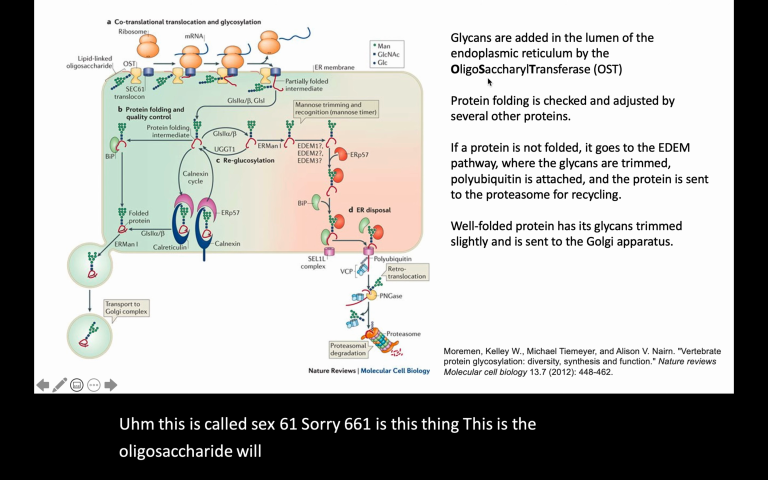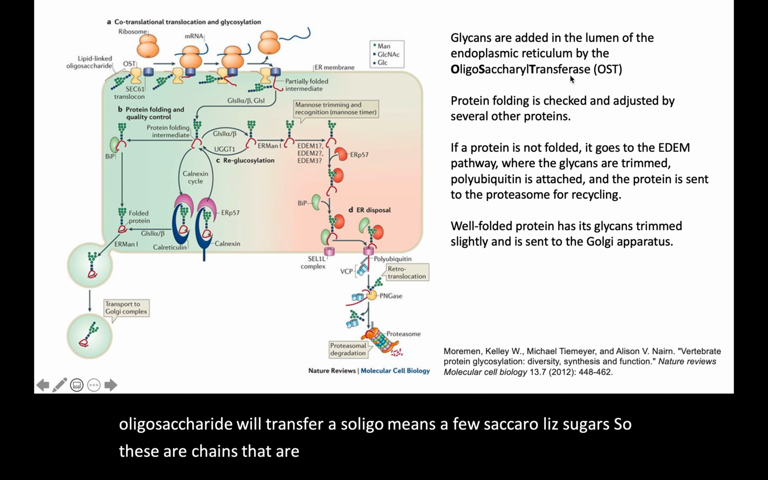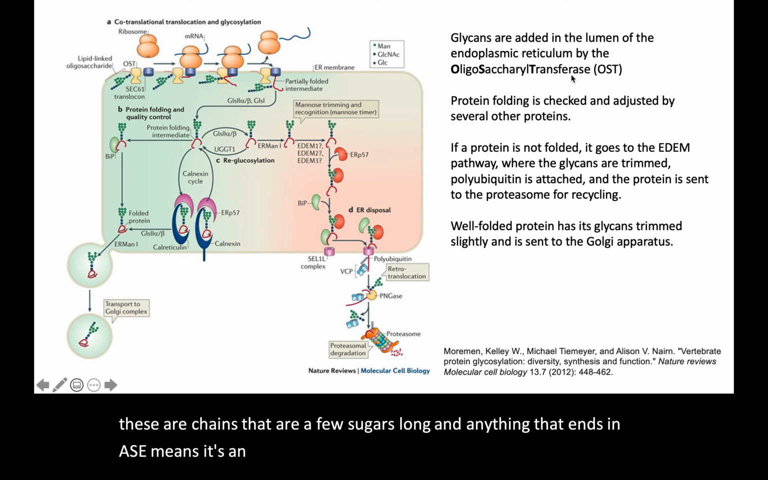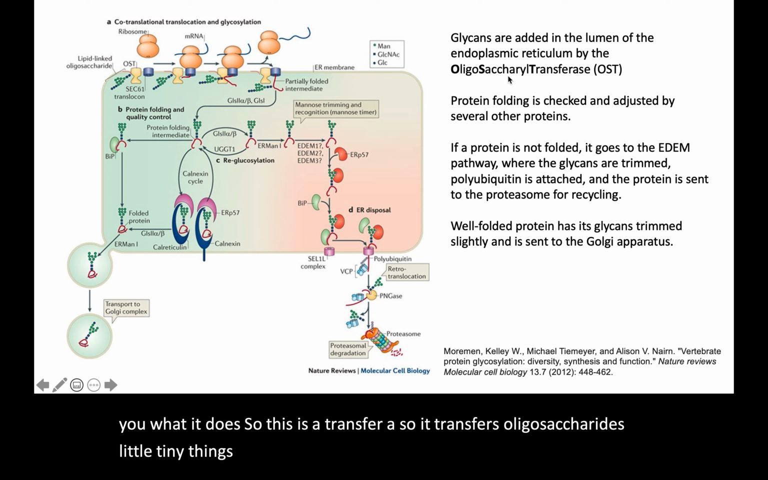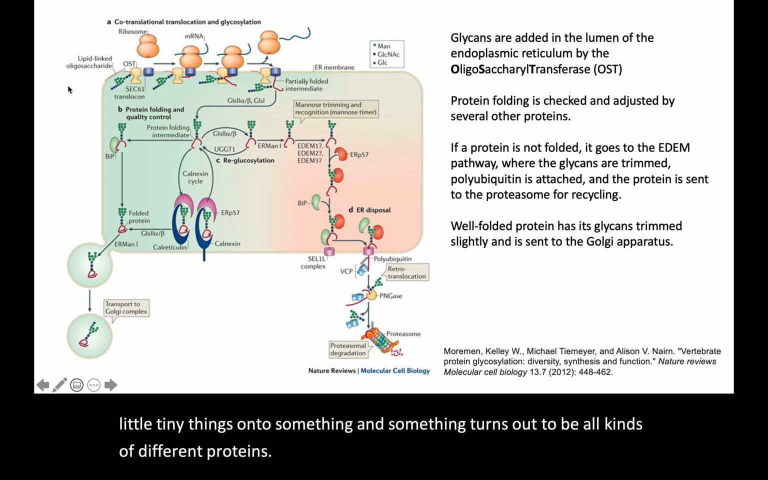So oligo means a few. Saccharyl is sugars. So these are chains that are a few sugars long. And anything that ends in ASE means it's an enzyme, and then whatever comes before that tells you what it does. So this is a transferase, so it transfers oligosaccharides, little tiny things, onto something. And the something turns out to be all kinds of different proteins. So that's not too bad.